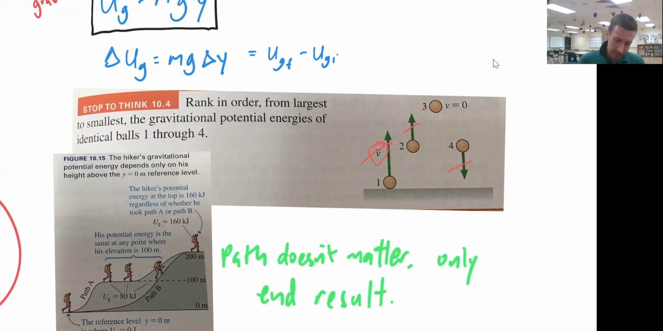Which one's the highest? That would be 3. So ranking in largest to smallest, 3 is the largest. That's going to be more than the next highest ones, which are 2 and 4. And those are going to be more than the smallest one, which is 1. That has the lowest gravitational potential energy because it's all based on height.